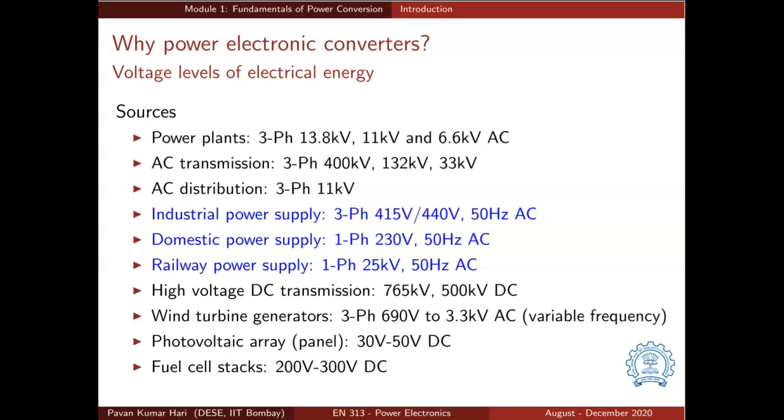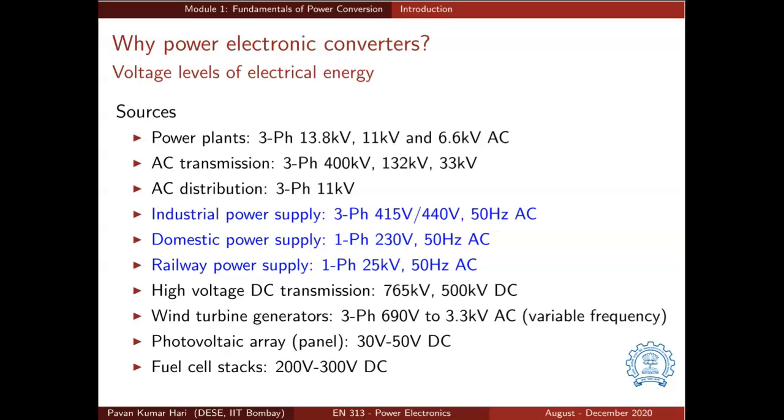So transformers are used to step up or step down the voltage magnitude in power transmission and distribution. However, long distance power transmission happens at high voltage DC in some cases, typically at voltage levels of 500 kV and 765 kV DC. So these DC voltages have to be interfaced with the 3-phase AC grid. That brings in the need of power electronic converters in power transmission systems.